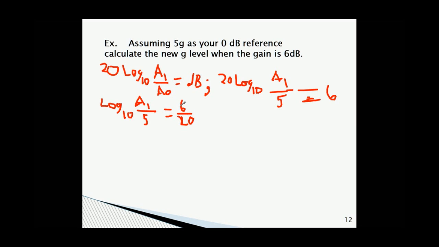Now we are going to simplify the fraction 6/20ths into 3/10. And then we're going to simplify this even more and turn it into a decimal value, which is 0.3. Okay, and now we are going to use some logarithmic rules. Log 10 becomes 10, and 0.3 becomes the exponent of 10, and A1 over 5 will be moved over to the other side of the equation.